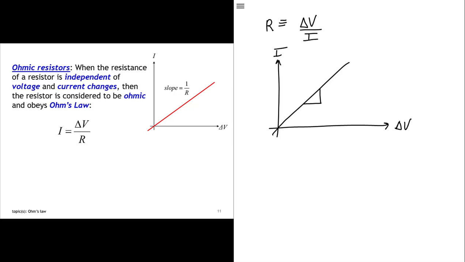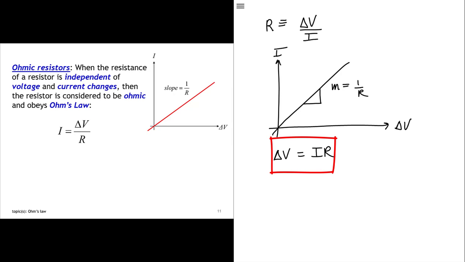And if you were to measure the slope of this linear line, that slope would be equal to the reciprocal of the resistance. So we often rearrange this relationship and call it Ohm's Law. Ohm's Law says that the product of current and resistance is equal to the change of potential for ohmic resistors.